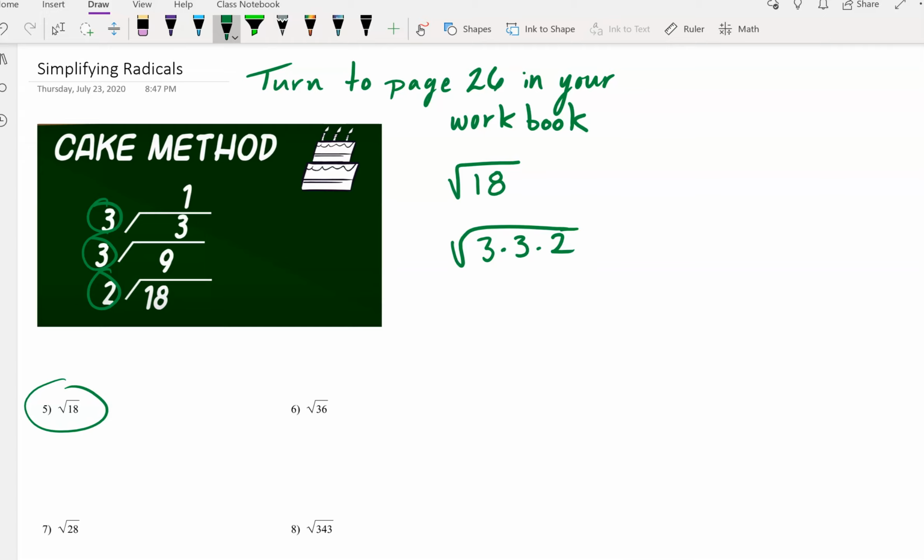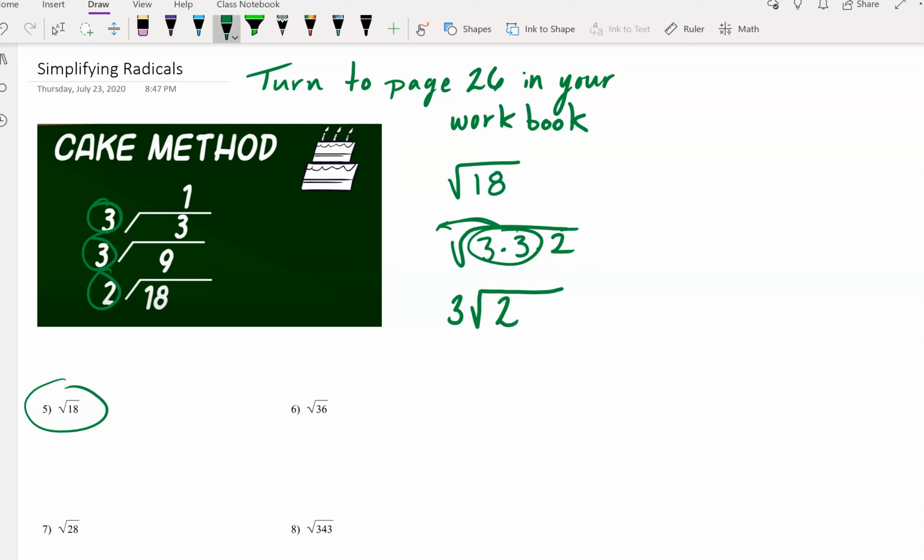Sometimes people tell the story of this pair breaking out of jail, right? And one gets out and the other meets his demise, so to speak. So what happens is one of the 3's breaks out, and what's left is just the 2 underneath the square root. So that's a little story of how you can use prime factorization and this idea of a pair of 2 numbers breaking out of jail.